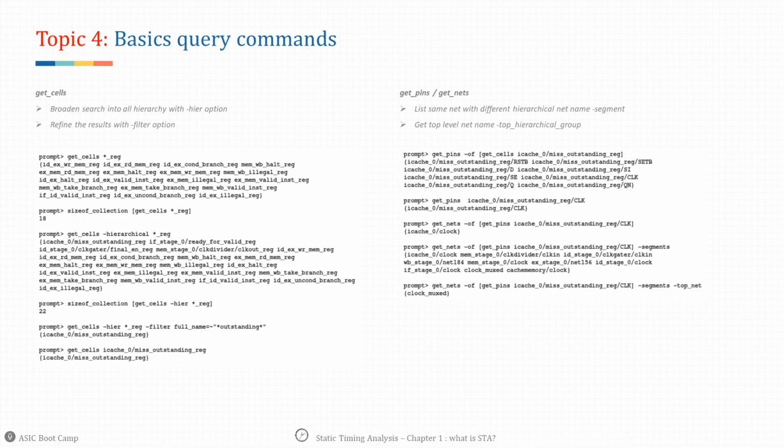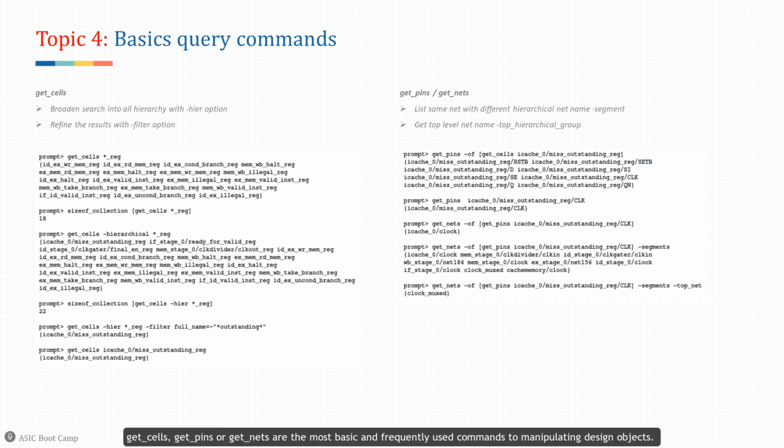Topic 4. Basic query commands. get_cells, get_pins or get_nets are the most basic and frequently used commands for manipulating design objects. By default, the commands will only return objects in the hierarchy of the current design scope. For example, when I just do get_cells *reg, it returns all the cells with reg at the end in the current hierarchy. We can tell from the size_of_collection command that we have 18 of such cells.